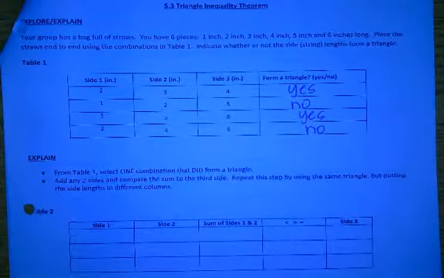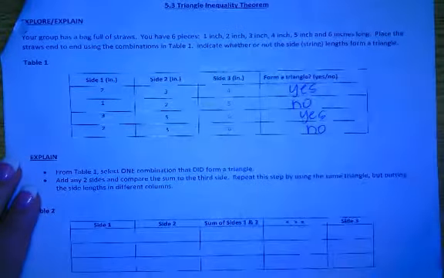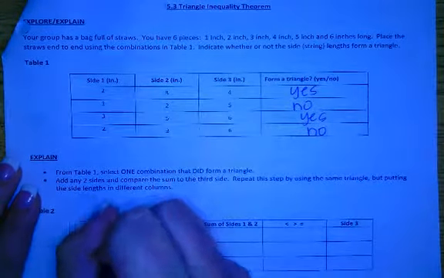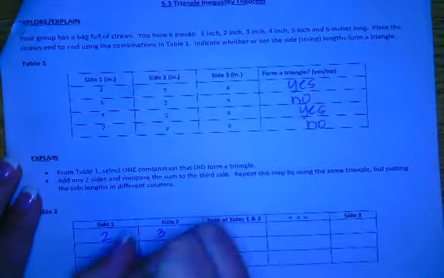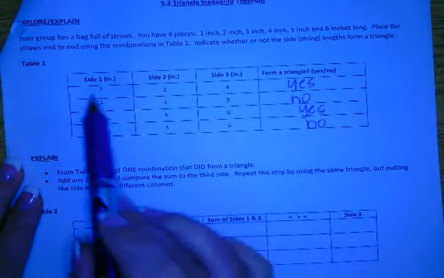Okay, so I'm going to take just the first one. I'm going to take 2 and 3, then you'll have 3 and 4, 2 and 4. So do you see how you're just making combinations with the side lengths? Okay, so when I add them together, I have 5, 7, and 6.